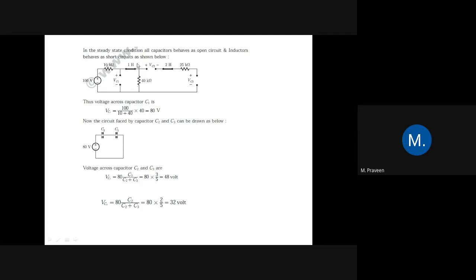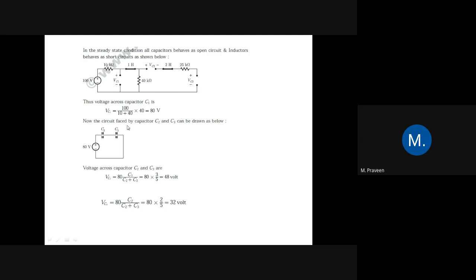So now we can rearrange the diagram, so VC1 value is 80 volt. So here we got the value as 80 volt. Just put 80 volt. And here VC2 and VC3 are both capacitors. So anyway, just put C2 and C3 here. Okay, C2 and C3. So this is the rearranged diagram. With this rearranged diagram, we have to find VC2 and VC3.